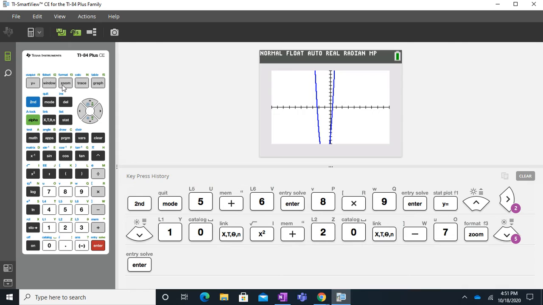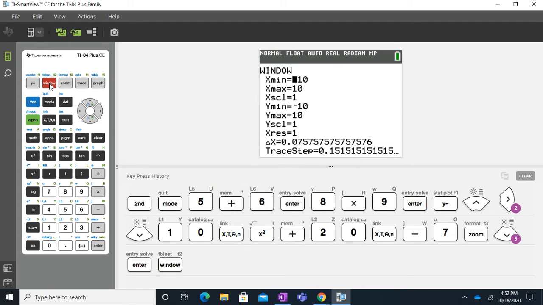We see the two arms, but we don't really see where the vertex is. And it's really not just the best picture. So we're going to have to go ahead and change our window. It looks like from left to right, we have enough X's to see what's going on, but going from bottom to top, we don't really have the whole picture of the Y's.